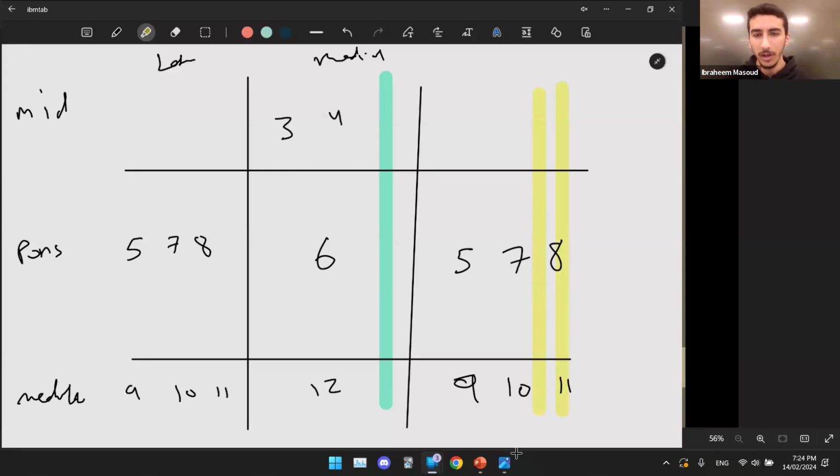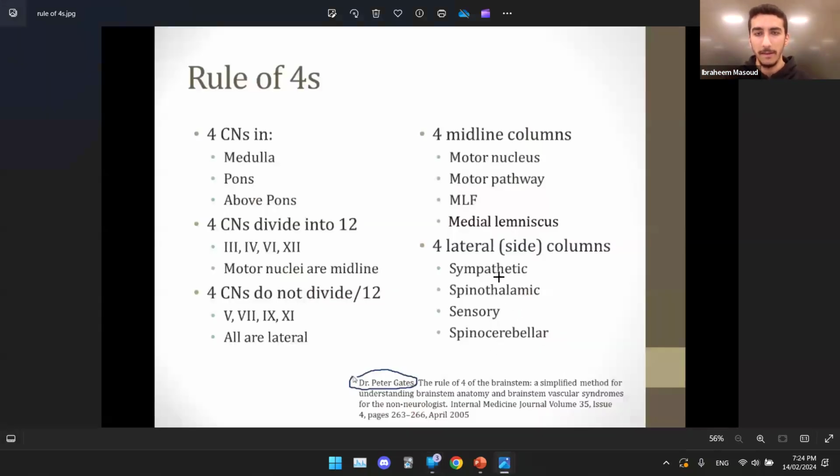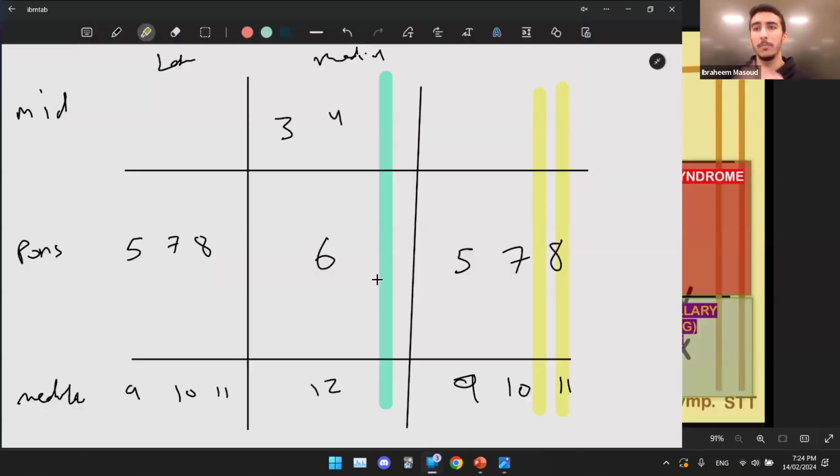Okay. Let's go back to the picture and see if we missed anything. Spinocerebellar, I know it's not with you yet. You're gonna take it post midterm. Sensory, what sensory do we have there? The trigeminal, right? Trigeminal, we already put it on the side. Motor nucleus, we put them in the middle. Motor pathway, we put it in the middle. Like 4 midline columns, notice. Medial lemniscus, we didn't put the MLF. We missed the MLF. MLF is for the correction of your eye movement, but we're not gonna draw it now. Let's keep it as this.